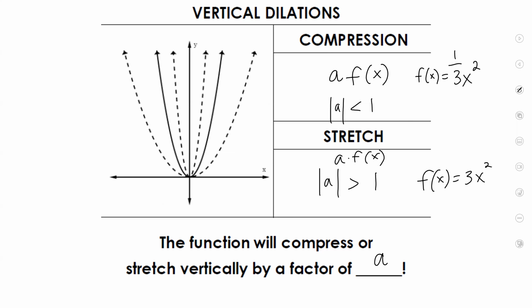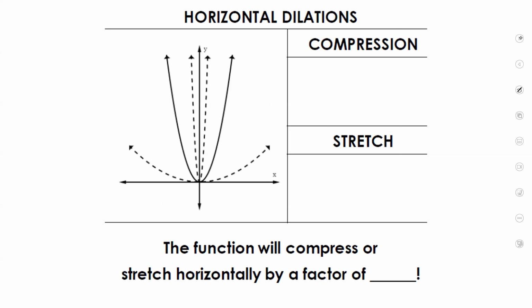All right, let's look at the next one, horizontal. Horizontal compression, this is the opposite, okay? So we'll use the letter B. This time it's on the inside. Whenever you're doing something that's horizontal, it's going to be inside of the parentheses, okay? So if B is greater than 1, we're going to call this a compression. It's opposite from vertical compressions.